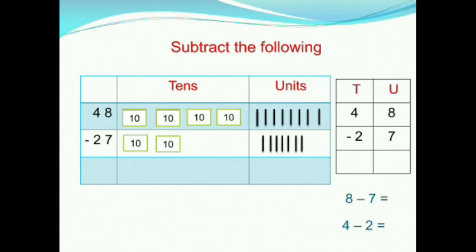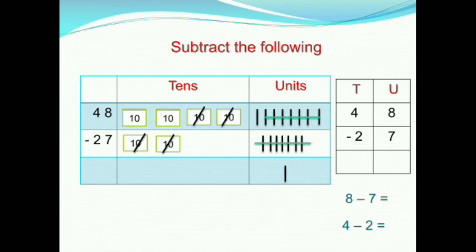Children, now we will learn about subtraction. First, we should subtract 27 from 48. In 48, there are 4 tens, 8 ones. In 27, there are 2 tens, 7 ones. First, we should subtract ones. From 8 ones, 7 ones are subtracted. 1 ones is remaining. Now, we should subtract tens. In 4 tens, 2 tens is subtracted.